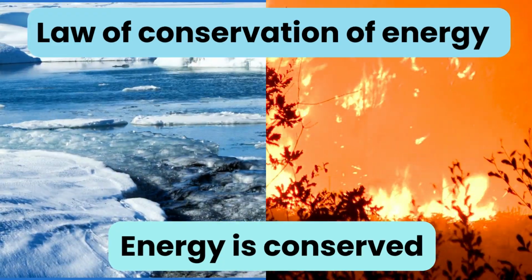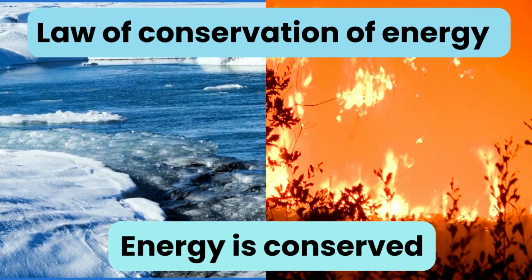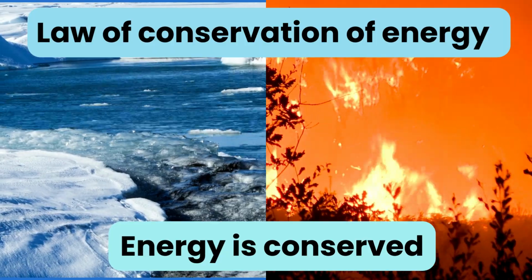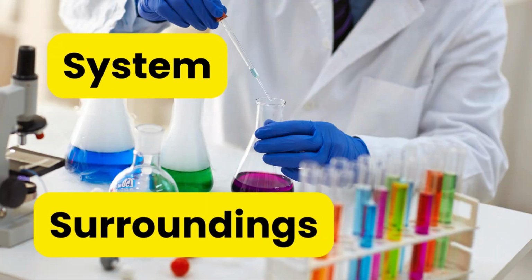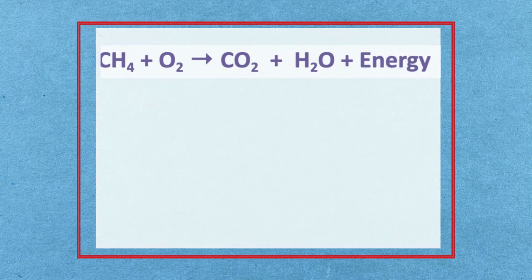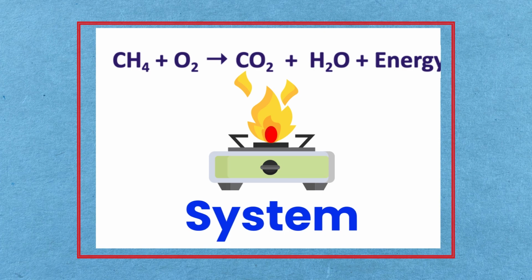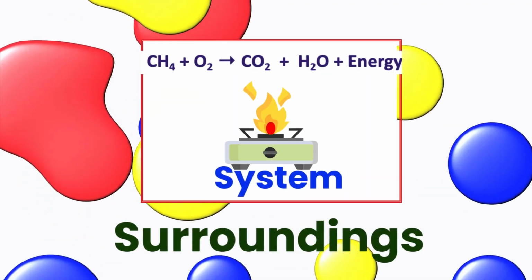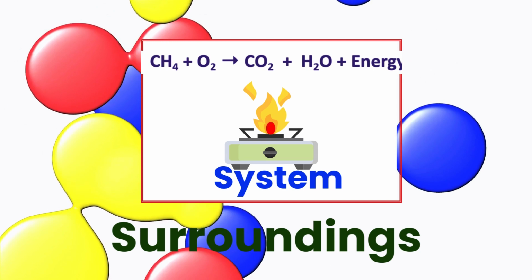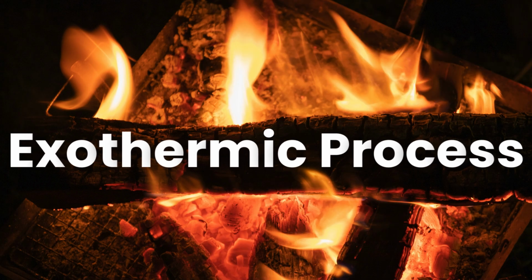In order to understand the role played by energy in both these processes, first let us define what system and surroundings mean. So system is something that we focus on, and surroundings is everything else that is not part of the system. So what is the exothermic process?